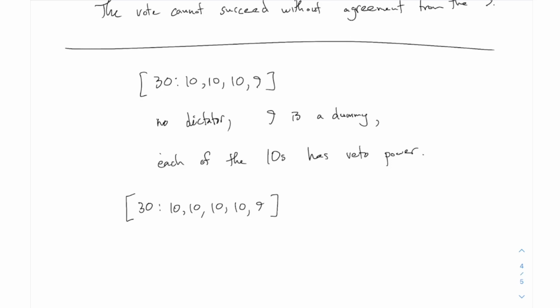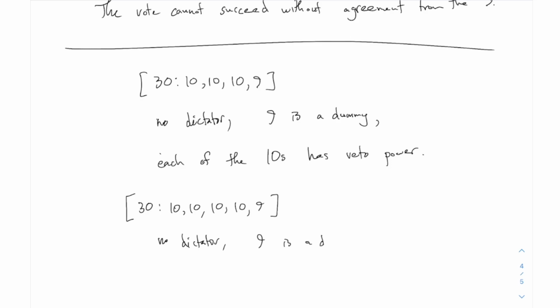Okay, this time, is there a dictator? No. Remember, dictator is just somebody whose weight is already equal to or greater than the quota, which is not. So no dictator. Any dummy here? To me, I think the 9 is still a dummy, right? It is still true that that 9 cannot impact the results of the vote. So 9 is still a dummy.